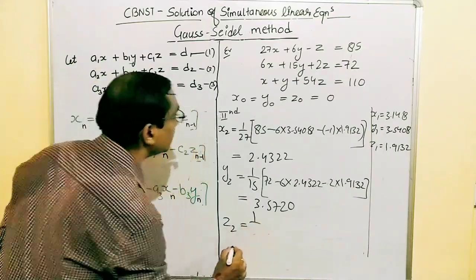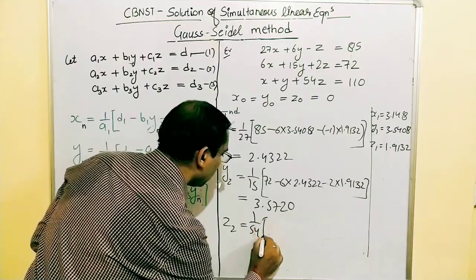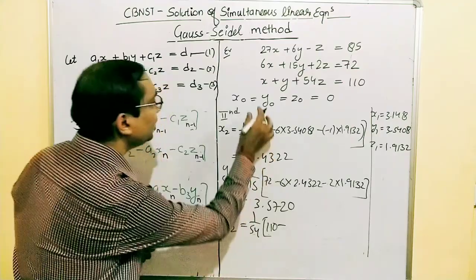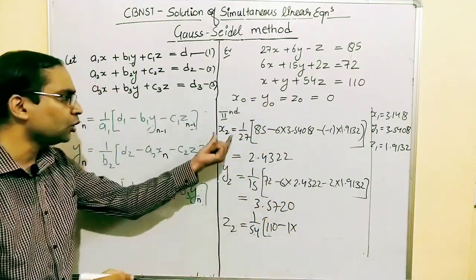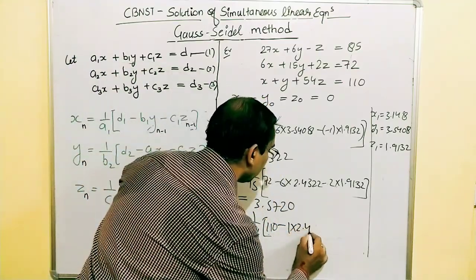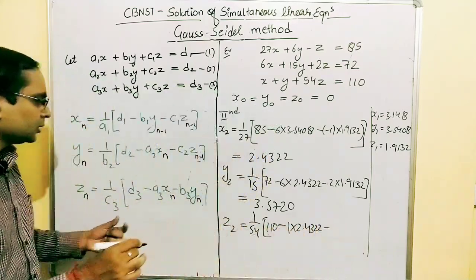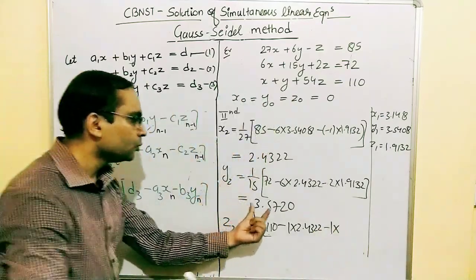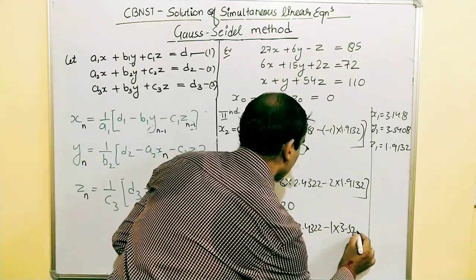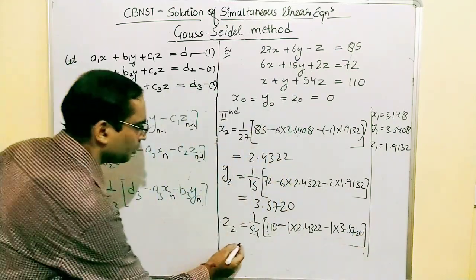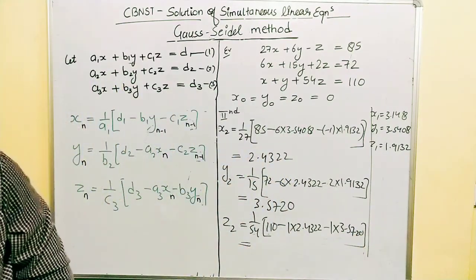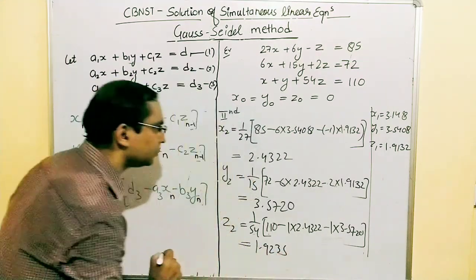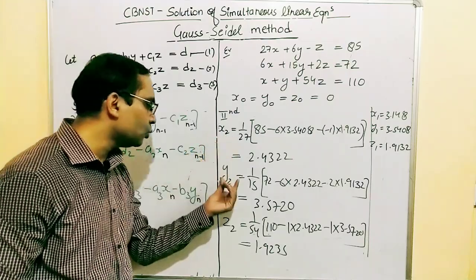And now z2, what will be the value of z2? 1 upon c3, this is 1 upon 54. Then this is d3, 110, minus a3, that is 1, cross latest value of x. So this is 2.4322, minus b3. What is b3? That is also 1, cross latest value of y, so this is y2, so we will take 3.5720, and in this way we will be able to calculate the value of z2, and z2 is coming 1.9235. So after second iteration we have the values x2, y2 and z2.